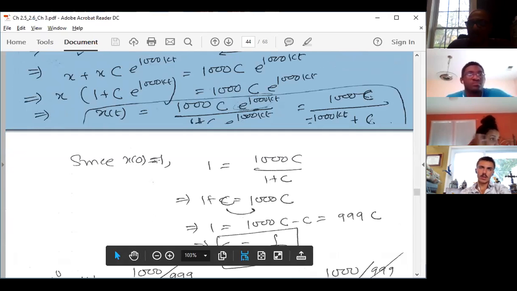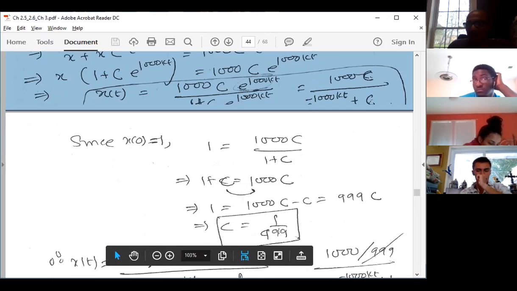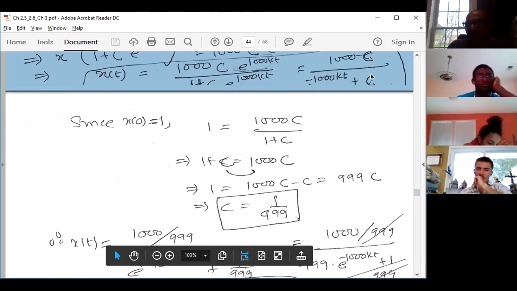My first condition, x(0) equal to 1. Only thing is, the example is very easy, only a little bit lengthy. x(0) equal to 1: when t equal to 0, the value of x is 1. So if you plug it over here, t equal to 0, this part is 0, so k will disappear. And you can find the value of c, 1 over 999. Just go back and plug that value of c over here, c here and c here.